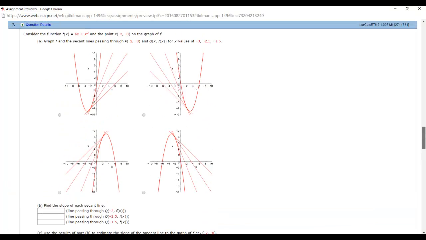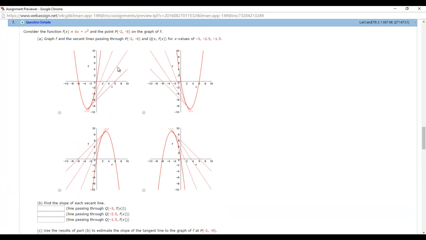Let's look at number 7. Okay, so we have this function. Consider the function f of x equals 6x plus x squared and the point P, -2, -8. Okay? So first step here, part A, is to figure out which graph even works. Okay, well, by process of elimination, we should probably be able to figure out which one of these is correct. Now, that's using the rules of algebra. Now, let's think about this. We should be able to eliminate 2 right off the bat.